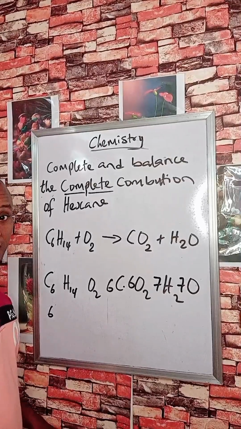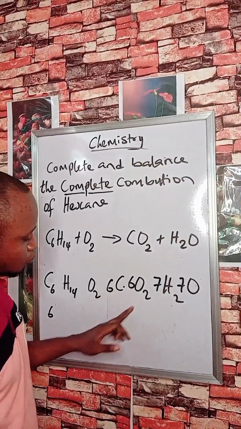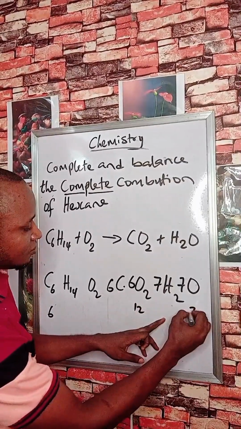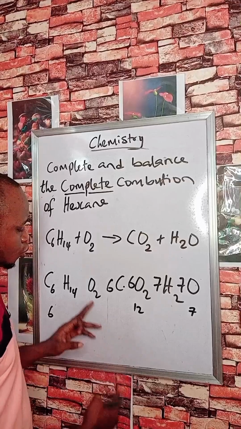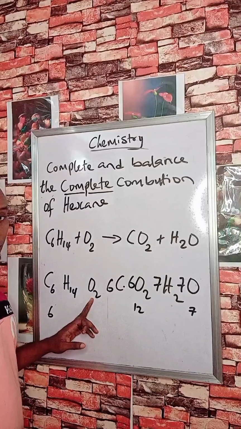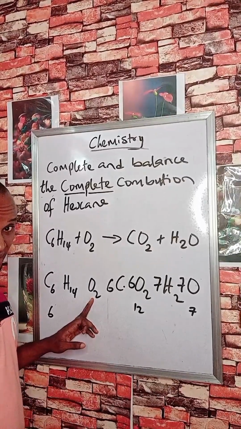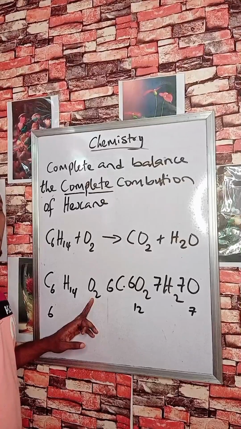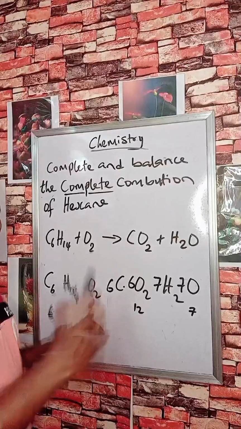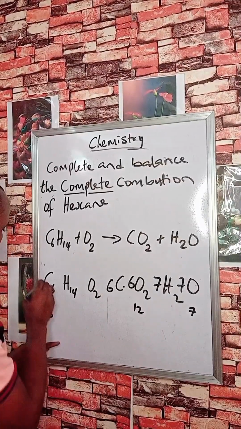So the next step is to balance oxygen. Oxygen here is 12, while here is 7. So 7 plus 7 will give you 21. What do we multiply by 2 to have 21? There's no exact value like that. So what we need to do is go back to our carbon atom and add 2 here.